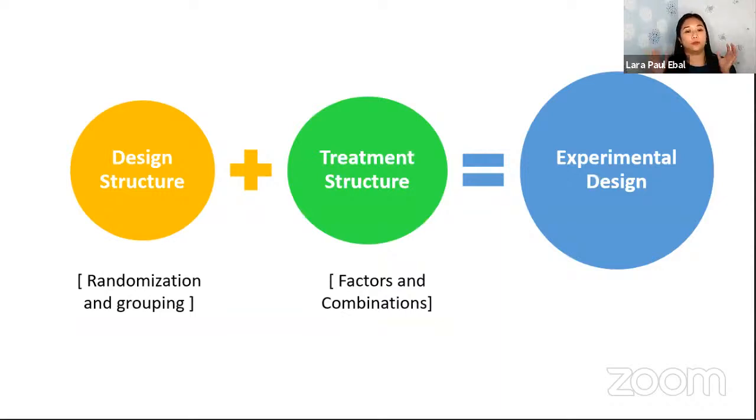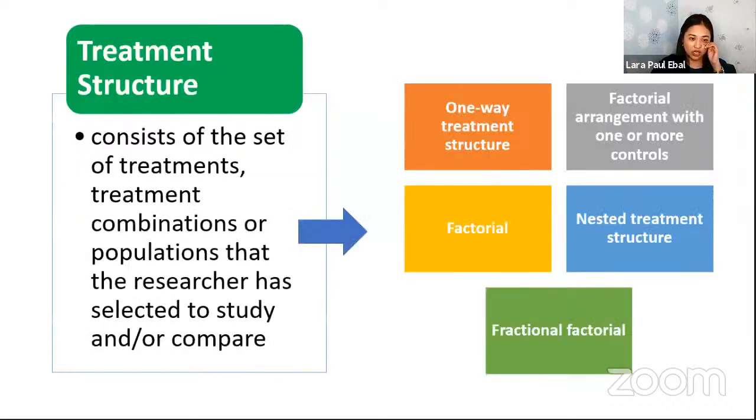Now, just to give you a picture of this experimental design, take note that it has 2 structures. First is the design structure. The second is the treatment structure. The design structure is actually the CRD, RCBD, LSD, which involves randomization and grouping. While the treatment structure involves the factors, the number of factors or the combination of factors that we want to compare. The treatment structure consists of the set of treatments, treatment combinations, or populations that the researcher has selected to study and compare.